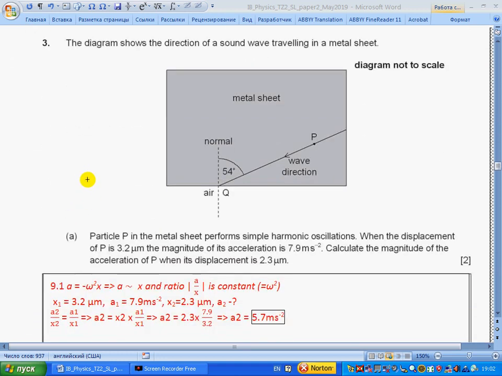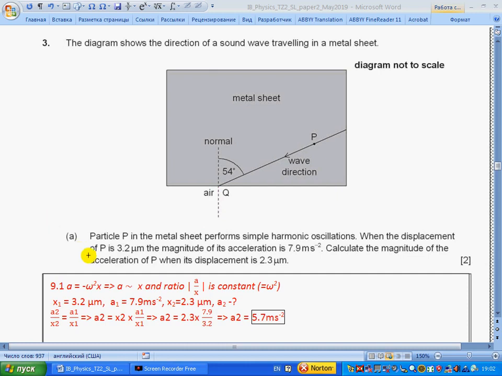Question 3. The diagram shows the direction of the sound wave traveling in a metal sheet. So it travels in the metal sheet and here goes closer to the normal because the speed of sound in metal is greater than in air, opposite to light.